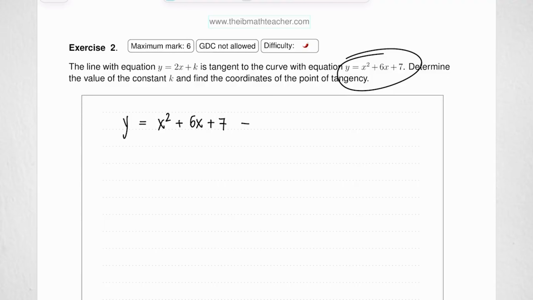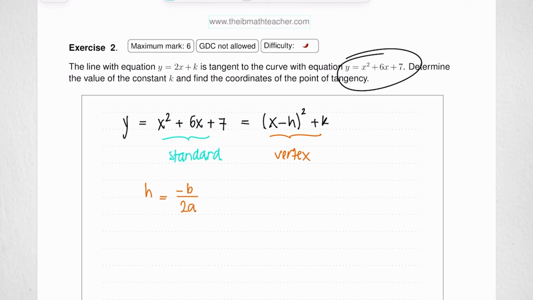So if you were writing this not in standard but in vertex form, you could find the x-coordinate of the vertex with negative b over 2a, and by a, b, and c I mean the coefficients of this quadratic, which in this case means negative 3. And k is found by replacing the h value in x. So this is the y-coordinate of the vertex: negative 3 squared plus 6 times negative 3 plus 7, which is negative 2. Therefore, the coordinates of the vertex are negative 3, negative 2.